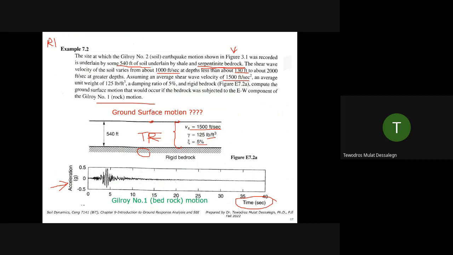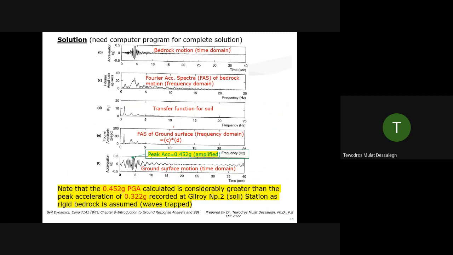Fourier amplitude spectrum, as we call it. This is how it looks. If you use some software to convert the time history motion into a phase, you have the bedrock motion. That's in the time domain, right? Then change it into a phase, Fourier amplitude, Fourier acceleration spectra phase, bedrock motion. This is in the frequency domain.